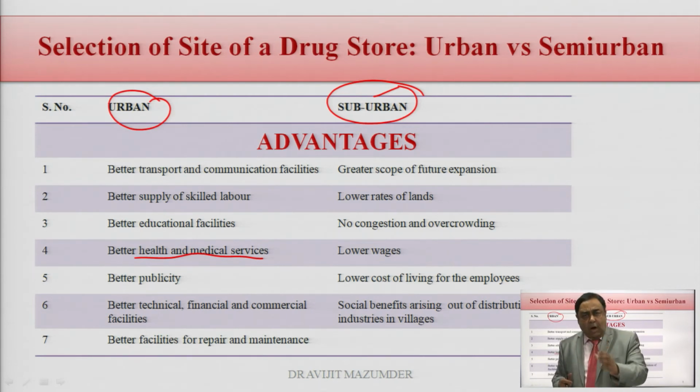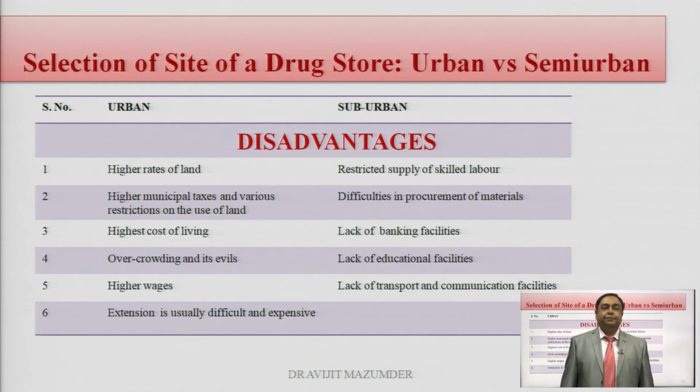So, automatically you are in a position to have greater profit, because whatever money you are investing, after getting all these expenditures deducted, you will be getting to your profit calculations. Next advantage is lower cost of living for the employees. The person whom you employ, they can have the facility to stay nearby at a lower cost. So, automatically their salary can be a little bit lowered. Social benefits arising out of the distribution of the industries in the villages. This is another advantage as semi-urban areas are concerned.